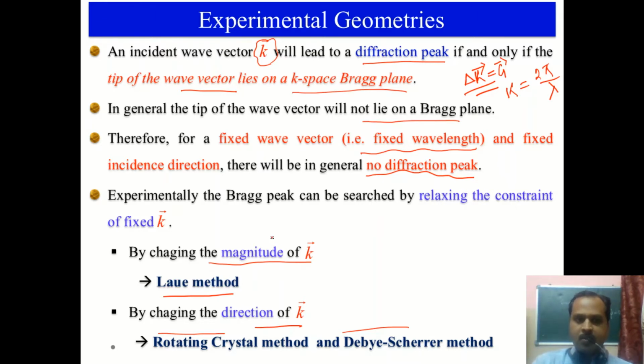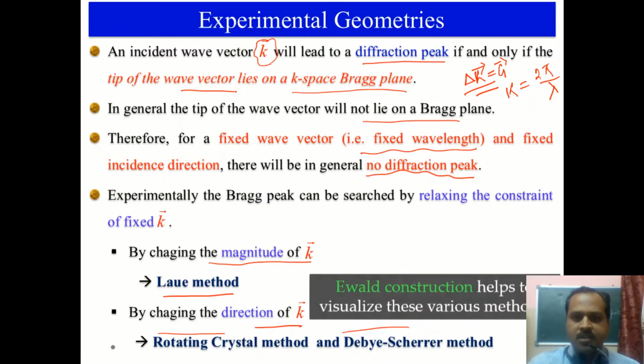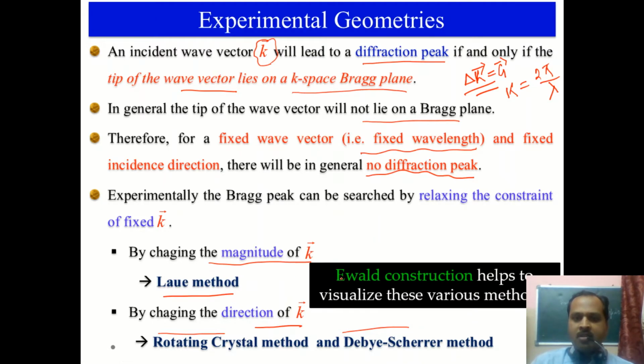One method, where we vary the magnitude of k or change the wavelength, is called the Laue method, and the other method, where we change the direction of the wave vector k, is called the rotating crystal method or the Debye-Scherrer method. And in order to visualize these two methods, the Ewald construction plays a very important role.